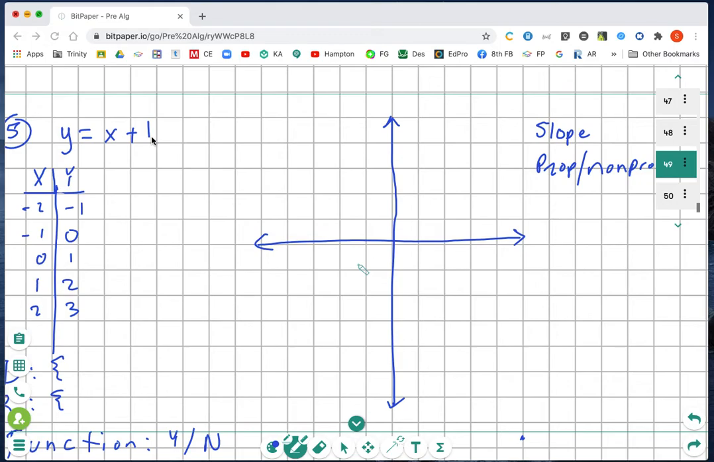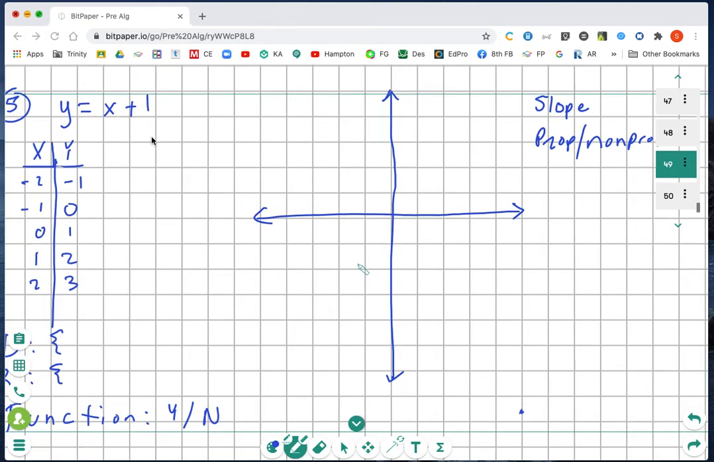So we're going to go ahead and do our domain. So our domain is going to be -2, -1, 0, 1, 2, least to greatest. Our range is going to be -1, 0, 1, 2, 3, least to greatest. I'm going to look to see if it is a function. Looks like a function because none of my x's repeat.